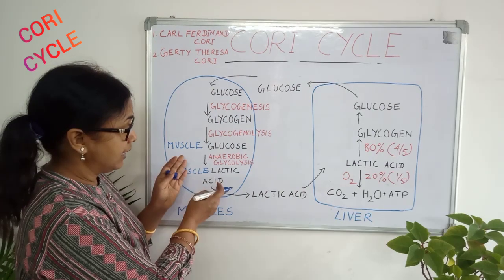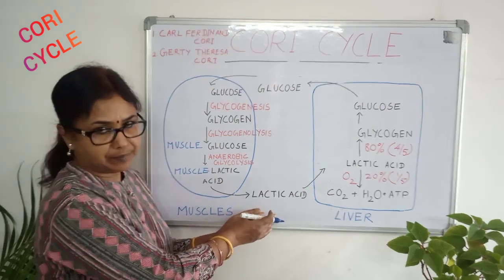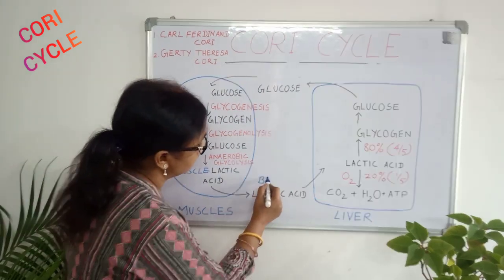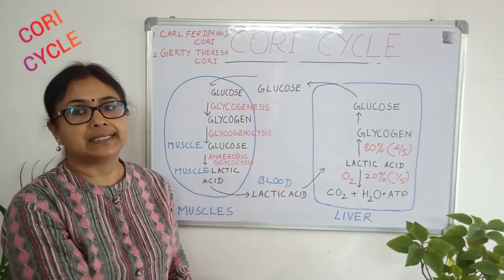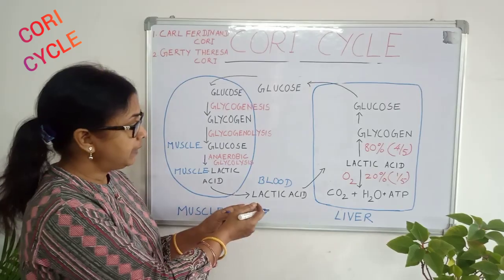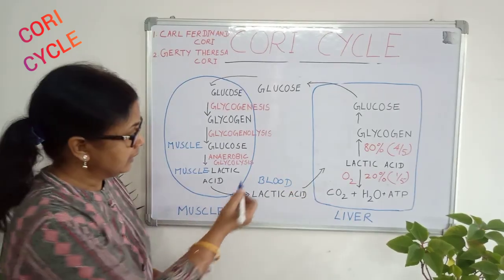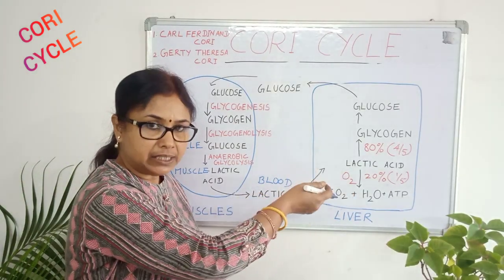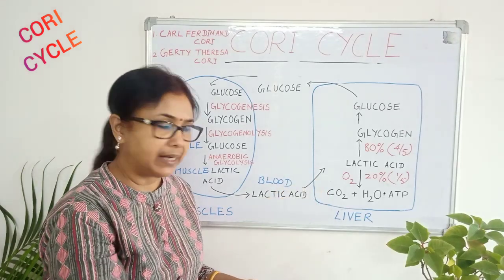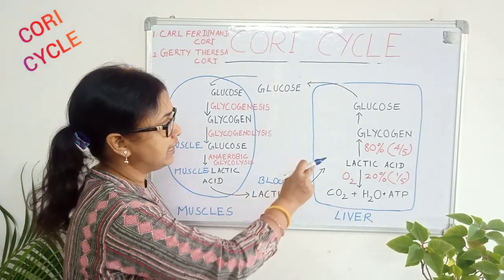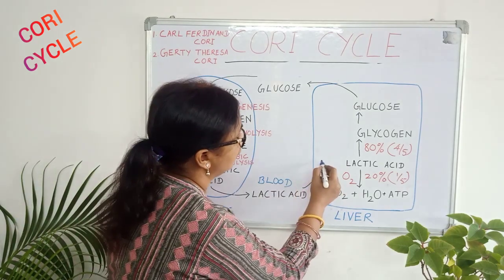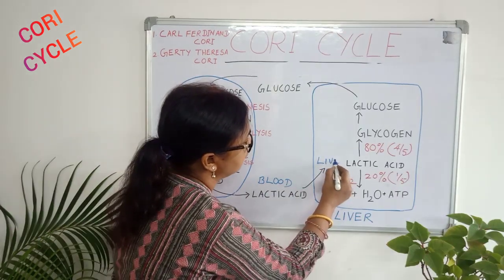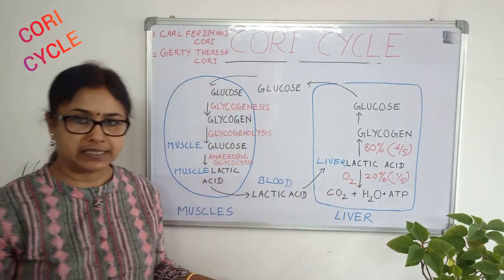Now, this lactic acid moves into the bloodstream. So, let us write it as the blood lactic acid. This space over here is representing the blood. Blood carries it to the liver. This lactic acid enters the liver cells or the hepatocytes. And once this lactic acid enters the hepatocytes, let's call it the liver lactic acid.